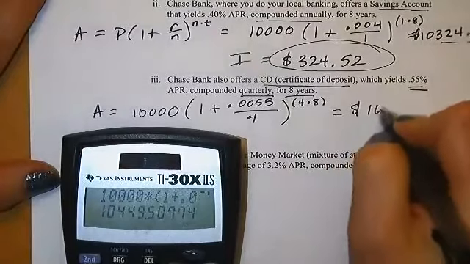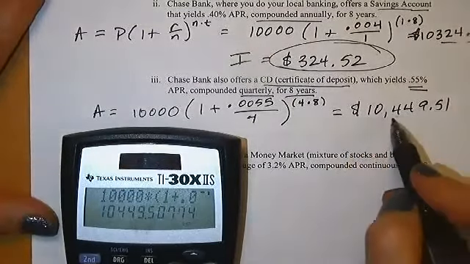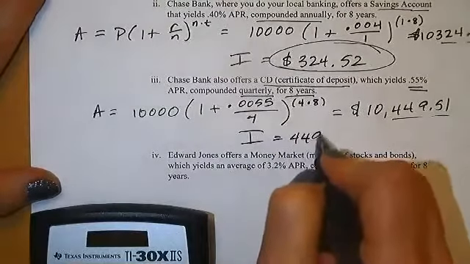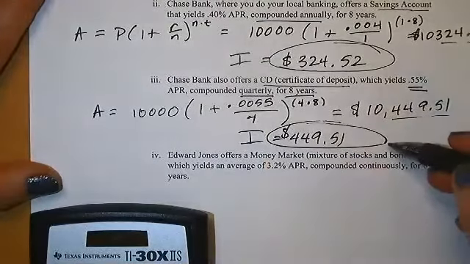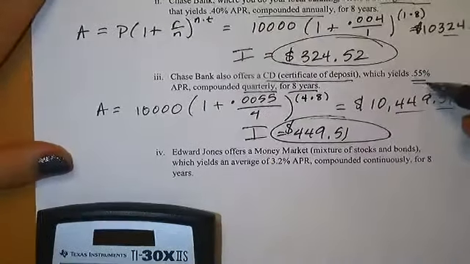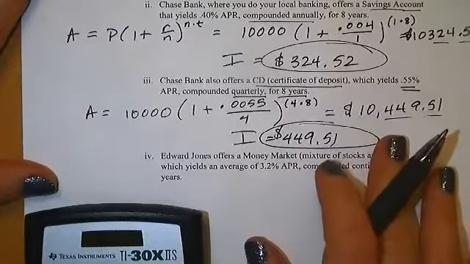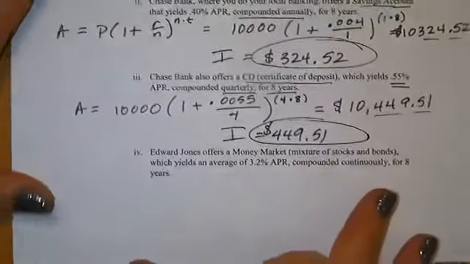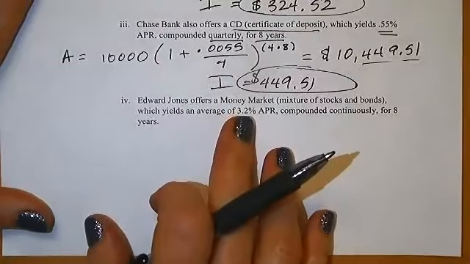So our future balance is going to be $10,449.51. So you can see in interest, I have earned $449.51, which is definitely at least more than the savings account. So CDs will always yield a slightly higher interest rate. But again, you're letting the bank hold on to your money for a certain period of time, and it's not accessible.